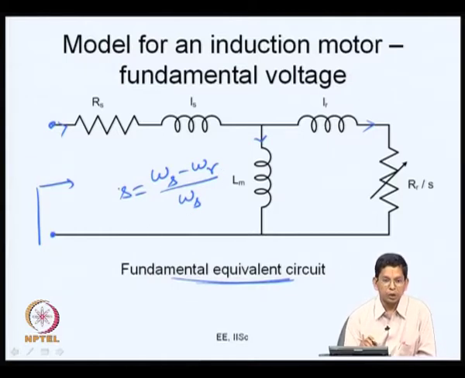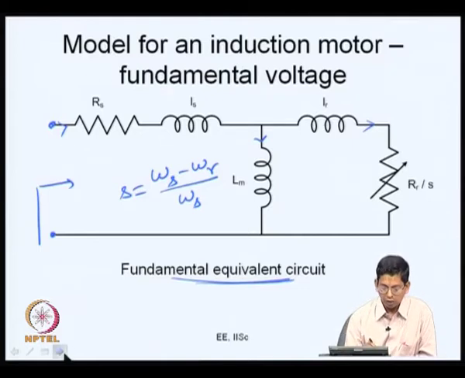The slip is 0 under no load condition, and the slip has some rated value of a few percent, something like 5% or so, under rated condition in many typical machines. So the slip is really low, and therefore the term RR by S is significantly high. That is what we have.